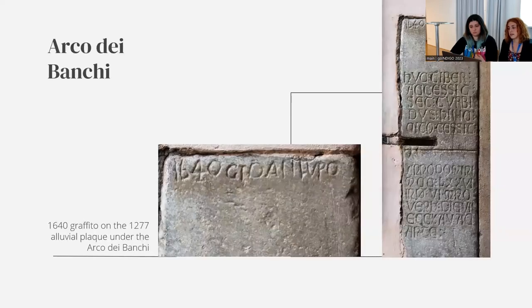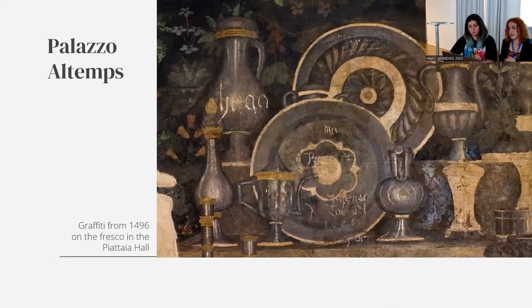The first case study that we analyzed is the 1640 graffiti on the 1277 flute marker beneath the Arco dei Banchi. And this is an inscription engraved on stone. Another one, here we can see graffiti dating back to 1496 at Palazzo Altems. And in this case, the scratches were made on the fresco in the Sala della Piattaia.